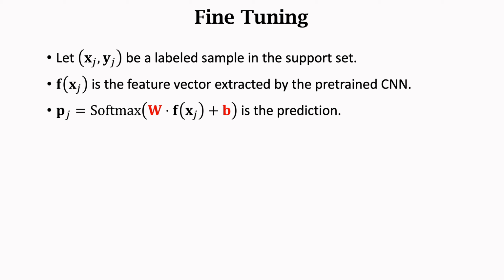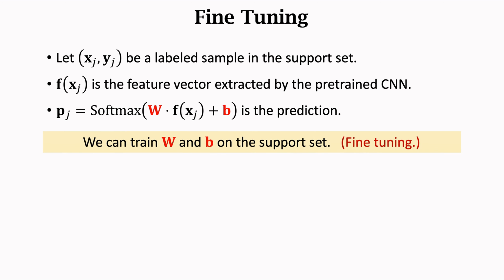Previously, we used fixed parameters W and B without learning them from data. Alternatively, we can learn W and B from the support set. This is known as fine-tuning. Many recent papers show that fine-tuning can substantially improve prediction accuracy. The parameters W and B can be learned in this way.